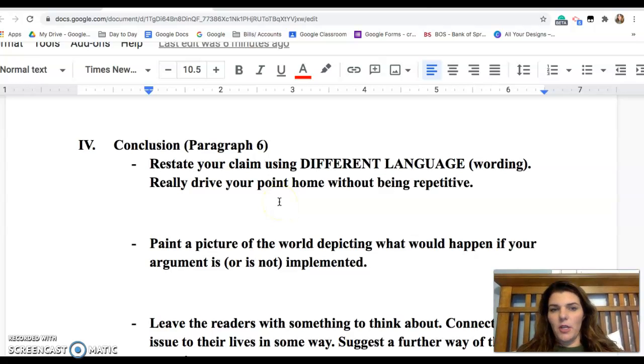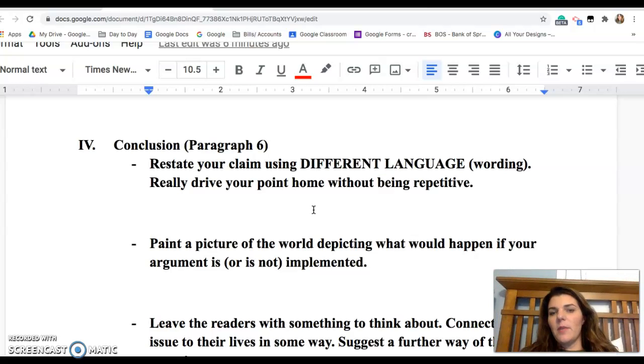With a transition, so you could say, like, in conclusion, one can see that violent video games are harmless to children, and then repeat some of your reasoning and your phrasing without just listing word for word what your thesis statement was. Paint a picture of the world depicting what would happen if your argument is or is not implemented.